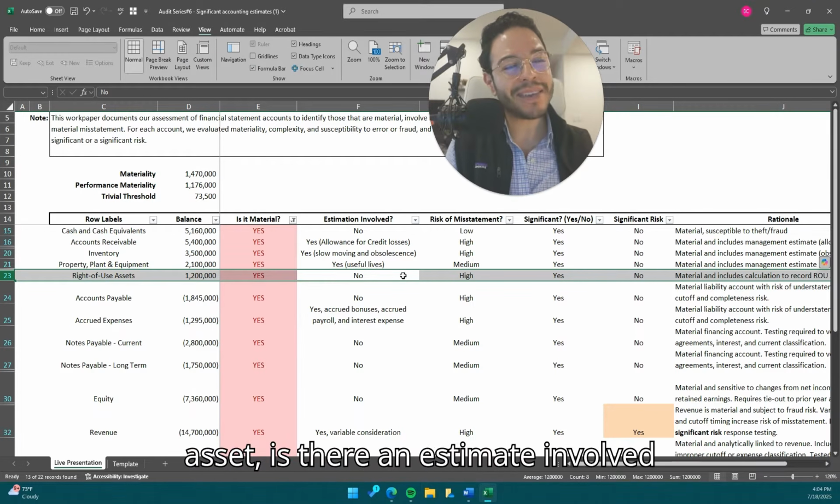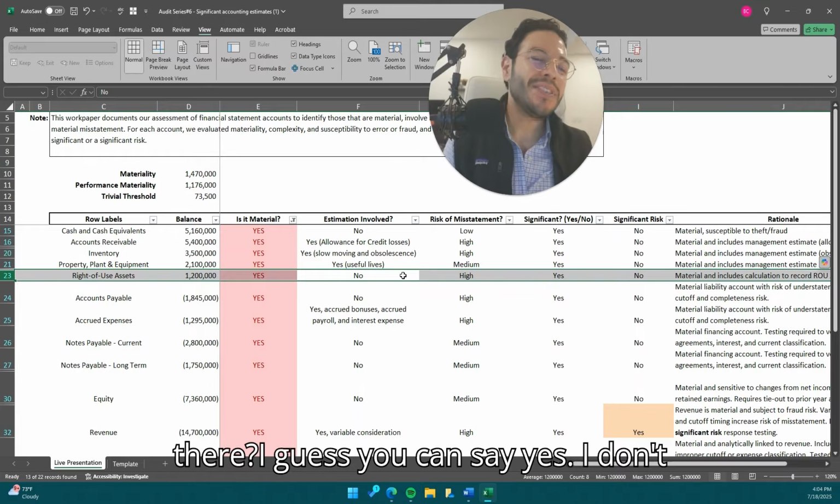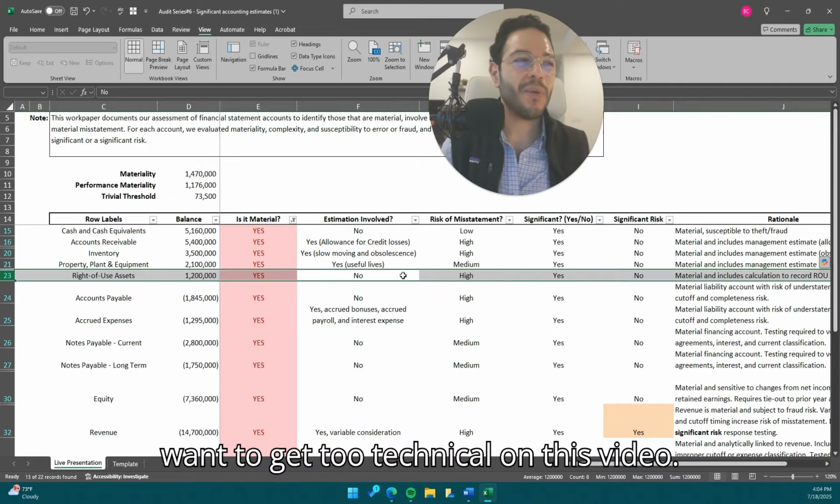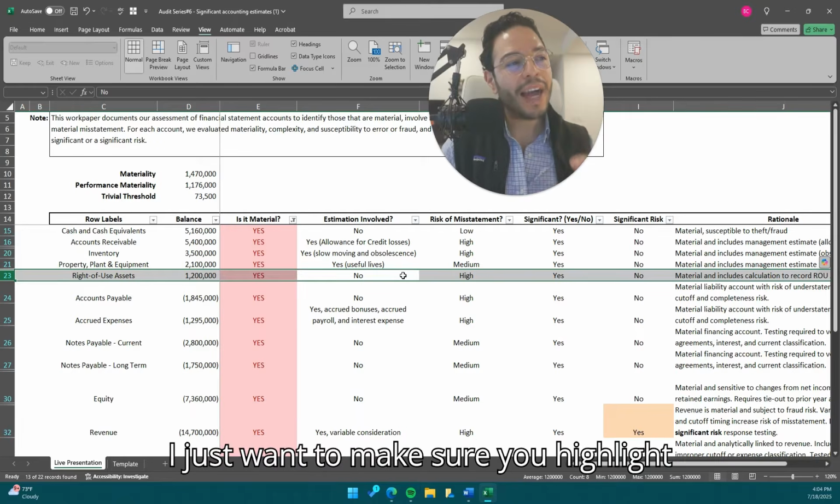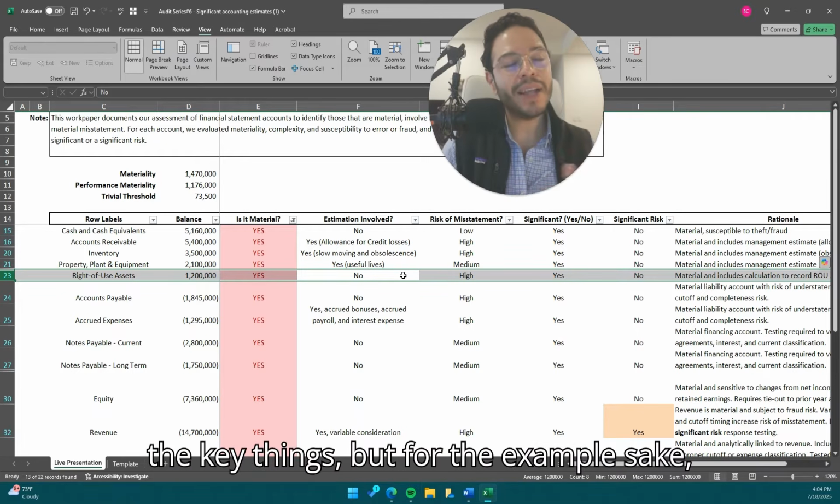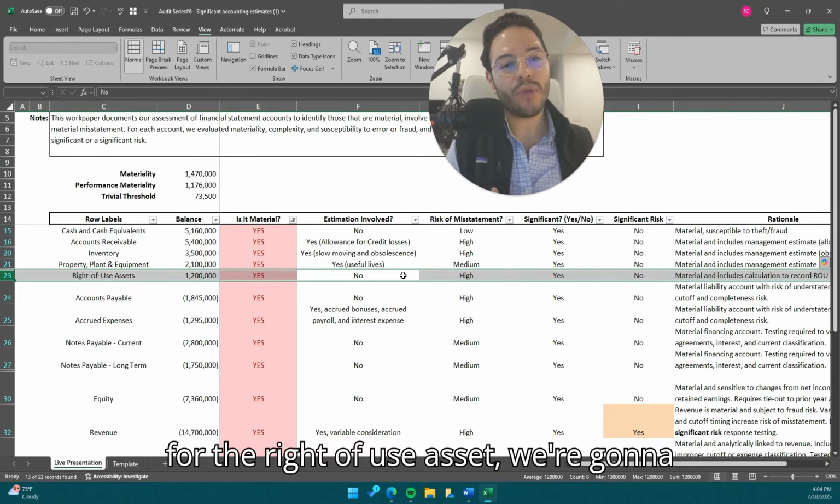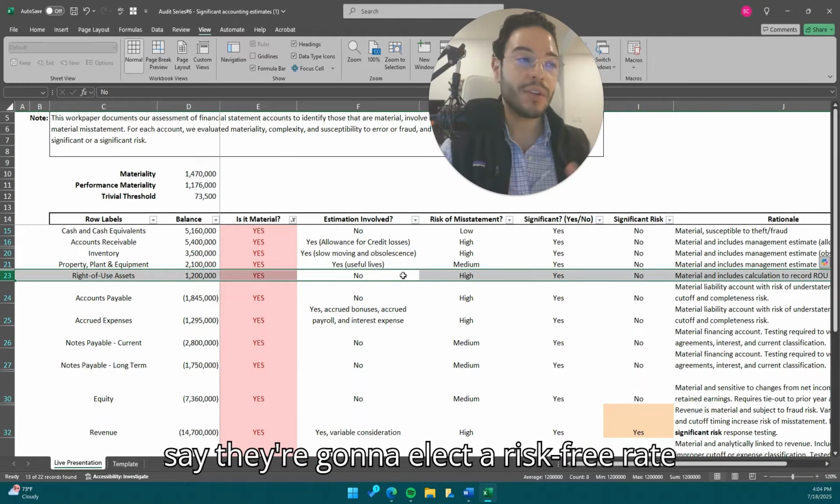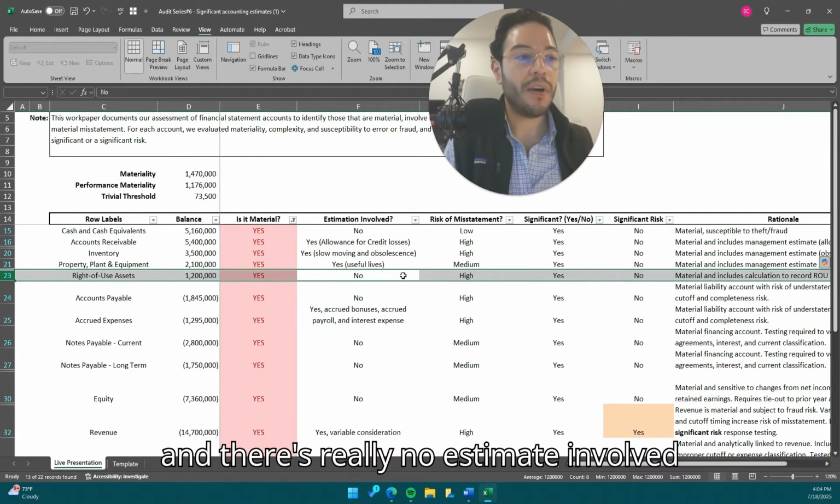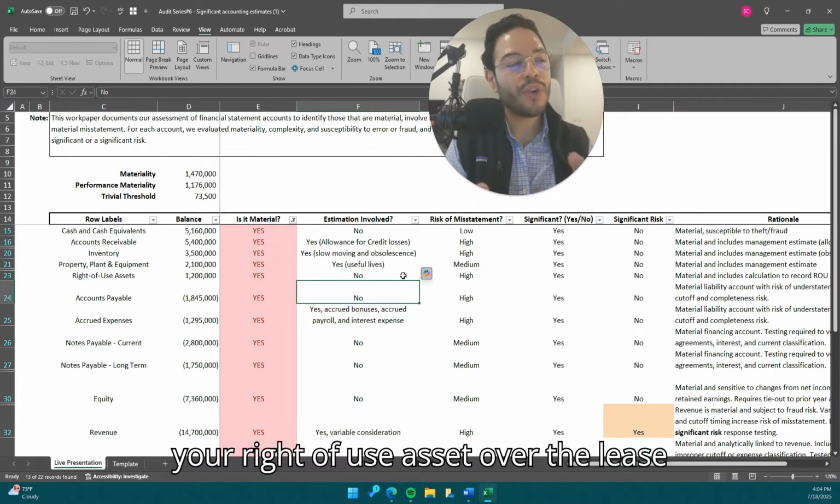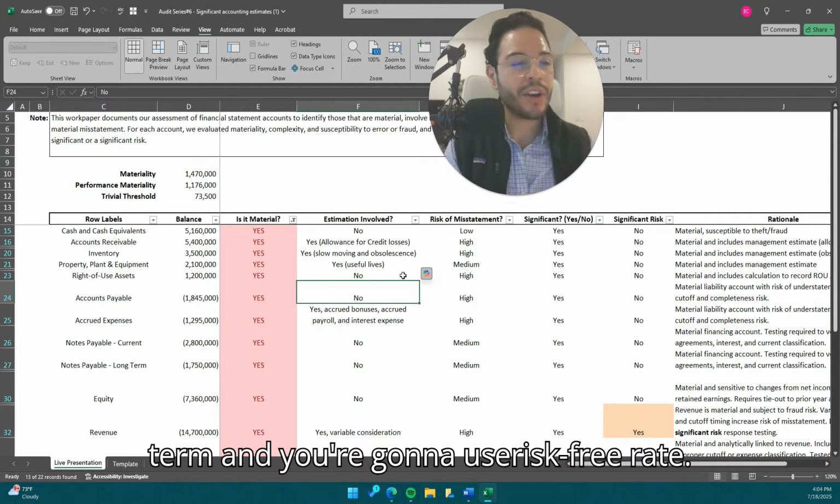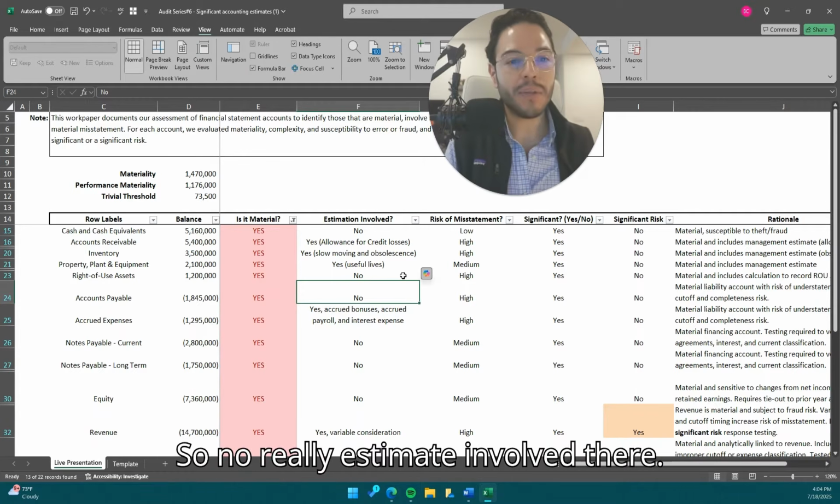So again, right of use asset, is there an estimate involved there? I guess you can say yes, depends. I don't want to get too technical in this video. I just want to make sure you highlight the key things. But for the example's sake, for the right of use asset, we're going to say they're going to elect a risk-free rate, and there's really no estimate involved in here, right? Because you're going to do your right of use asset over the lease term, and you're going to use a risk-free rate, so there's really no estimate involved there.